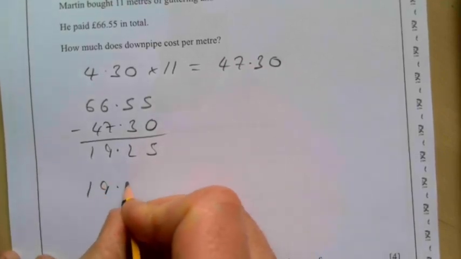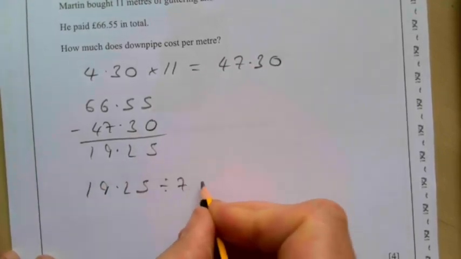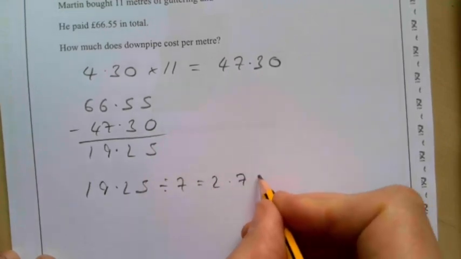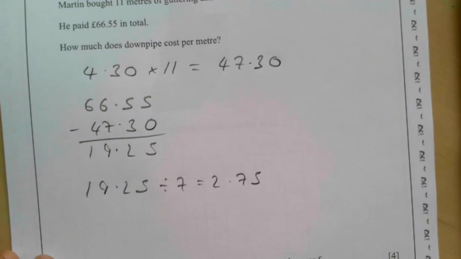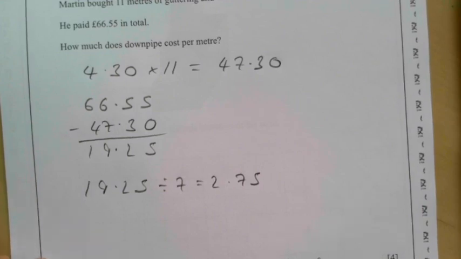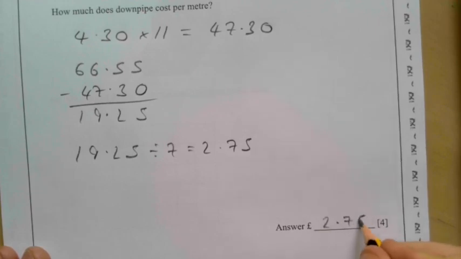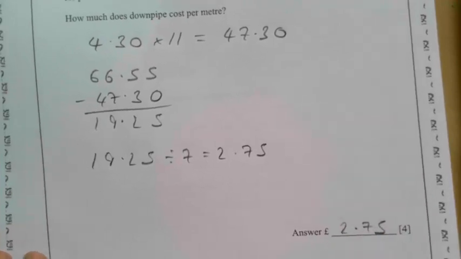So it's £19.25 divided by 7, and we get 2.75. So how much does downpipe cost per metre? It costs then £2.75.